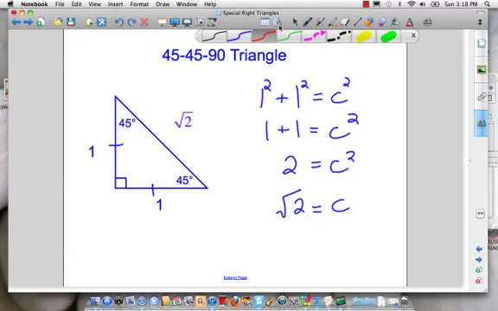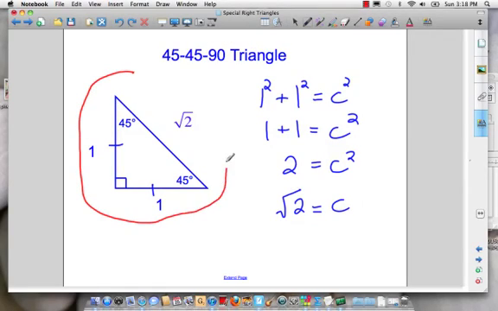At this point, you should pause the video and you're going to turn in for your homework, among other things, a copy of this triangle that I'm circling in red. So pause the video and copy that down onto a sheet of paper, and that will be the first part of your homework assignment.